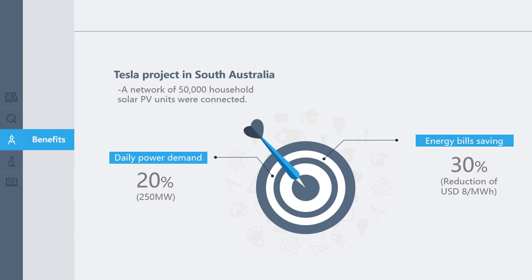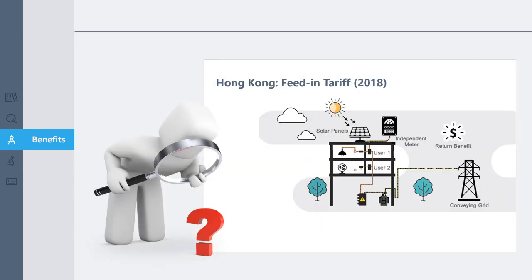That is 250 megawatts generated. Also, because of the existing network, 30% of energy bills are saved for local people, which means that they can save $8 for every megawatt hour. These huge benefits to residents and its contribution to sustainability motivated us to further explore this topic.